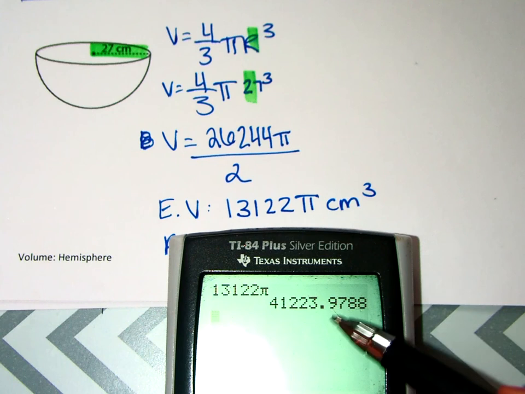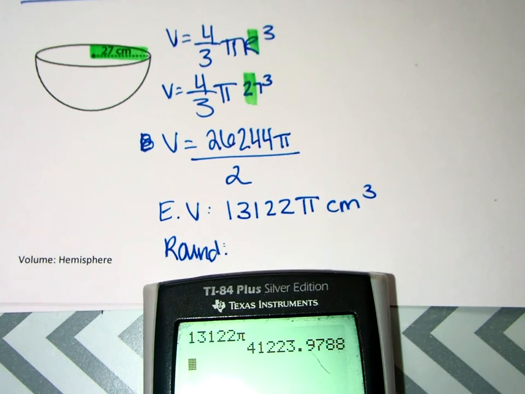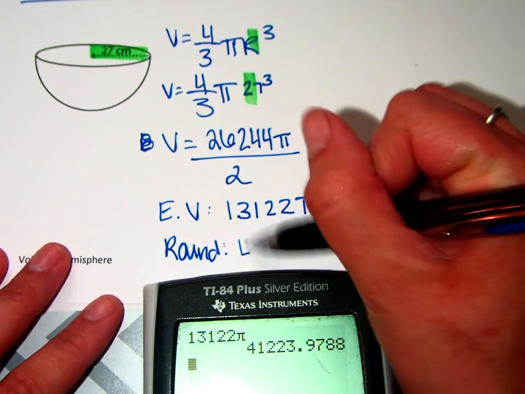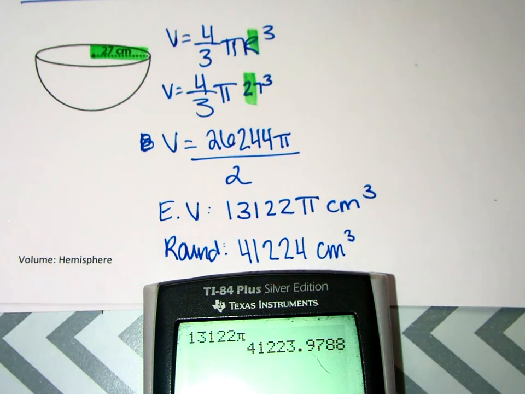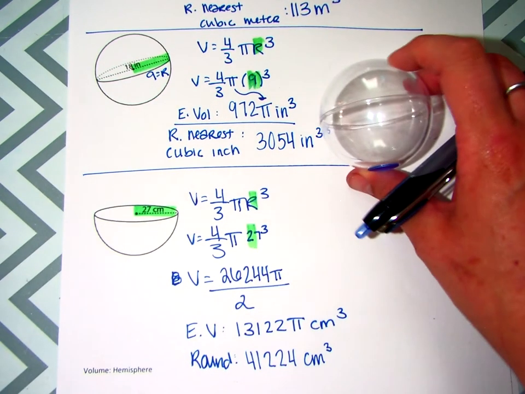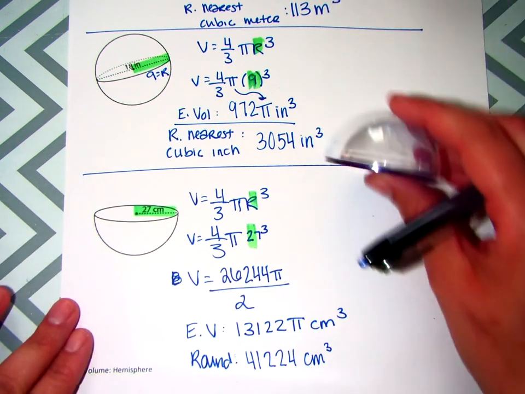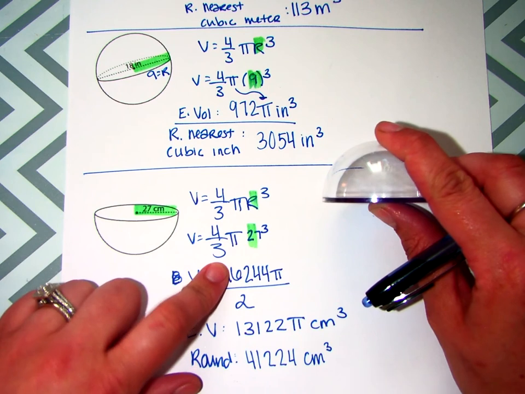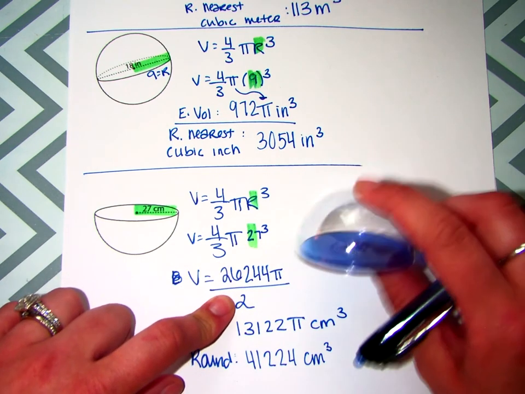I'm going to look at the tenths spot. 9 is 5 or higher, so that means it's going to bump 3 up to 4 for a final volume of 41,224 centimeters cubed. So the important thing to remember is if you have a full sphere, the formula is 4/3 pi r cubed. If you're trying to calculate the volume of a hemisphere, you still use 4/3 pi r cubed, but you want to divide by 2 because you only want half of the volume.